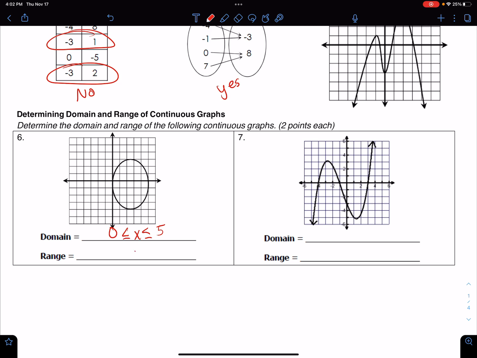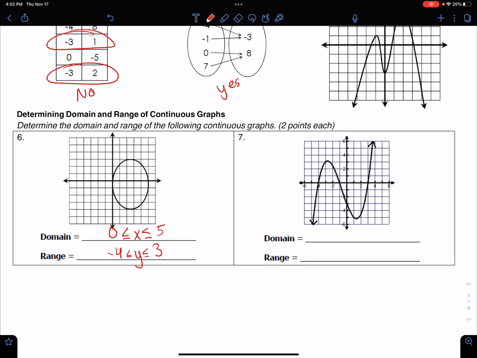Our range, again, is the y's. So you're going to write it like this. It's between -1, -2, -3, -4, and up 1, 2, 3. So up 3. And that's my domain and range.